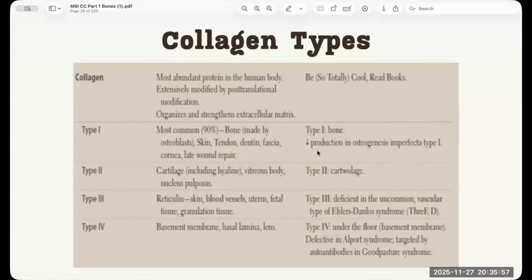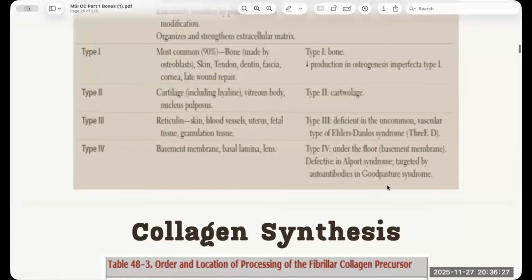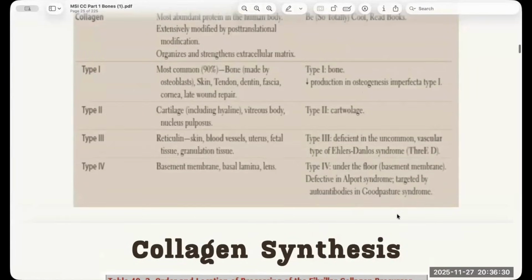As for type 2, the cartilage, it's found in cartilage, vitreous body, nucleus pulposus. This is mostly in the vertebrae. There is no need to know the disease of it. It's not mentioned in our lectures. Type 3 is in the reticulum, skin, blood vessels, uterus, fetal tissue, granulation tissue. And the deficiency of this shows in Ehlers-Danlos syndrome. And lastly, type 4 is in the basement membrane, basal lamina and lens. The disease of it shows in Alport syndrome and Goodpasture syndrome.